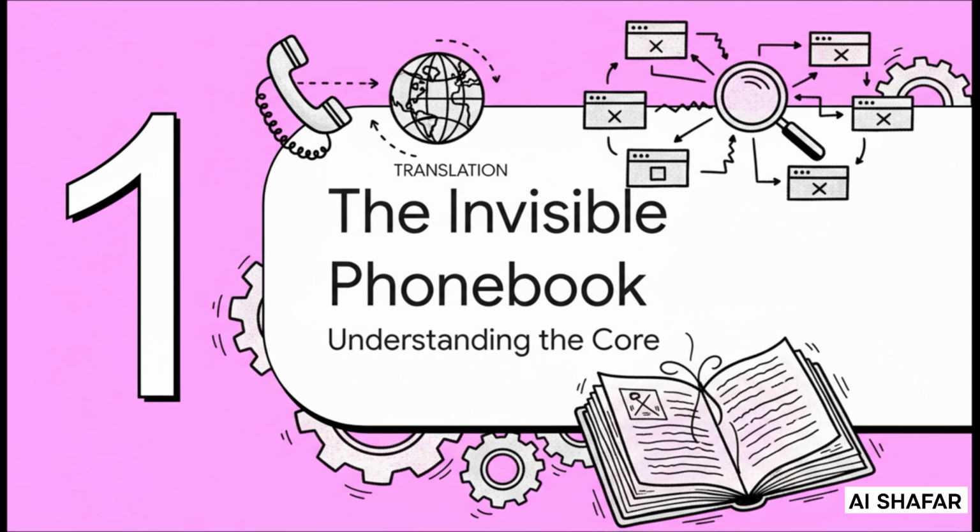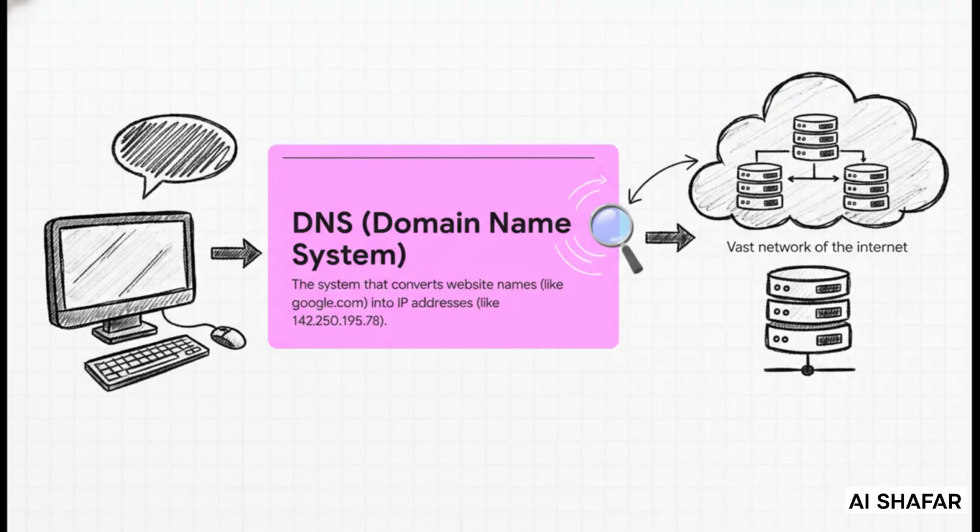So in this first part, we're going to pull back the curtain and really get to the core of how this whole thing works. And that system has a name. It's called DNS, which stands for Domain Name System. And its main job, its whole purpose, is actually pretty simple, but absolutely essential. It takes that website name you type in and translates it into the numerical IP address that a computer needs to find that site on the internet.